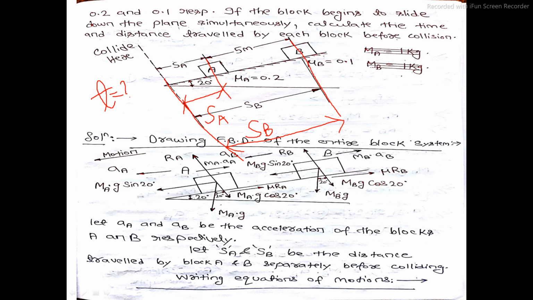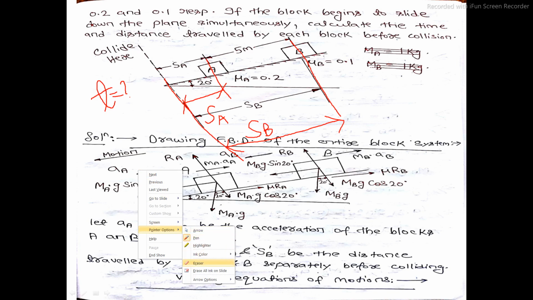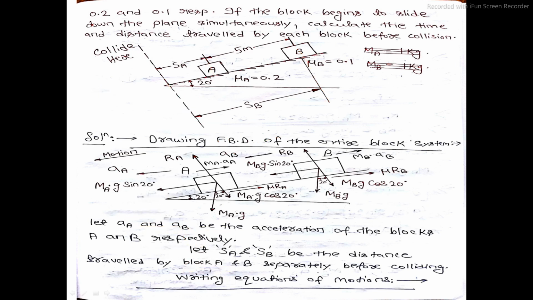I hope this problem is clear to you. You might have understood the problem. Now let us solve the problem. How can we solve this problem? First of all, what we need to do? We need to draw the free body diagram of both the two blocks separately. So let us draw the free body diagram of both the two blocks separately.